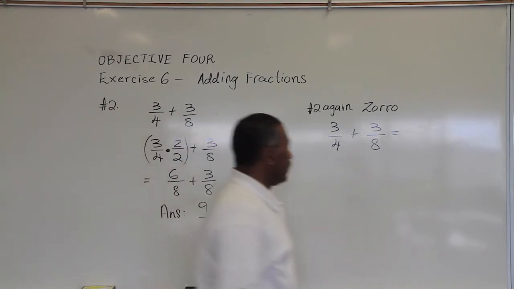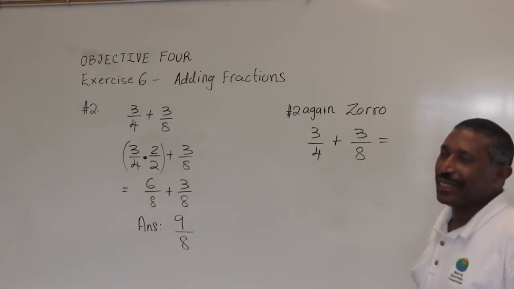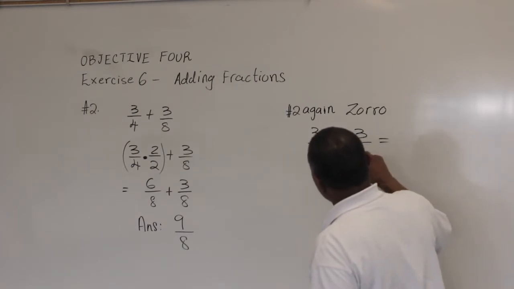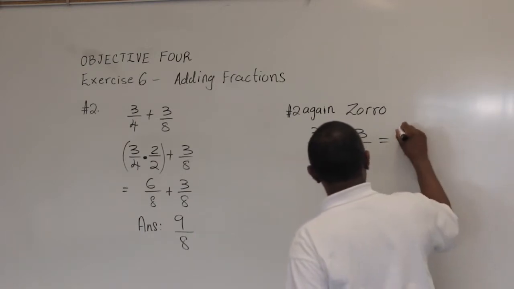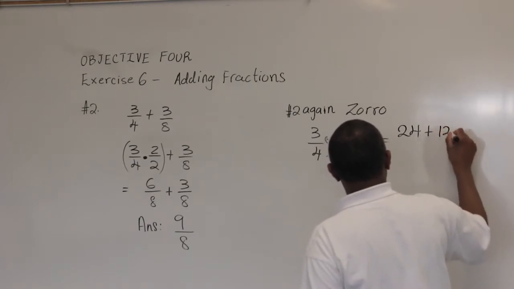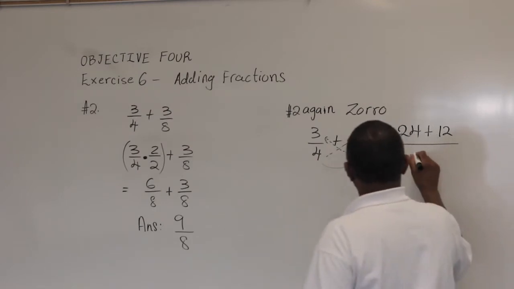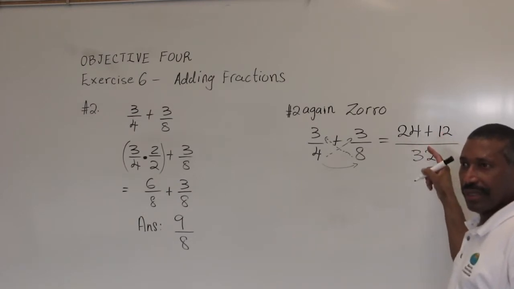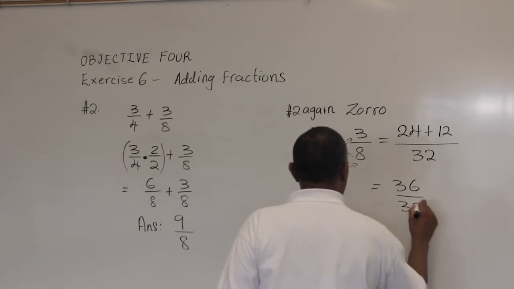Now this little doozy here, probably not the best thing to show you, but I think you might find it interesting. But what you could do is cross multiply. Multiply to the left, 8 times 3 is 24. Multiply to the right, 4 times 3 is 12. And then you multiply what is called a cross, which is 4 times 8 is 32. Now you still have to fix the top, and the top, 24 plus 12 is 36 over 32.